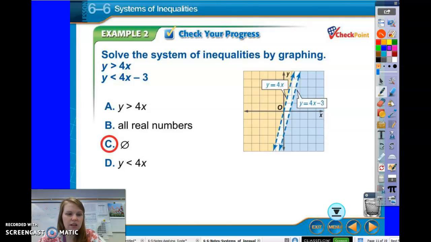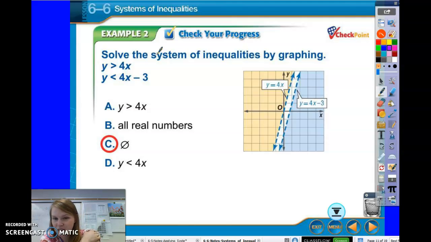Okay, so looking at this one, y is greater than 4x. If you plugged in 0, 0 for this, y, so 0 is greater than 0, which would be a, let me think about this. That's equal. So that falls right on the line. Kind of makes it hard to figure out which side to graph. Well, I would say that 0 is not greater than 0, so it would be a false statement.